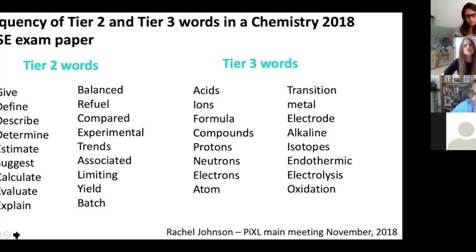So I think science teachers do really, really well with tier 3 words. But I think the difficulty that we have is maybe that some of the tier 2 or tier 1 words are actually tier 3 for us. And I think it's about recognising that.